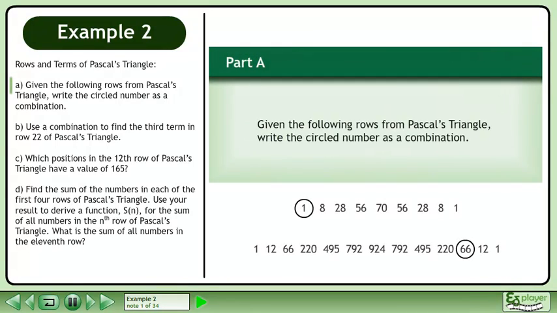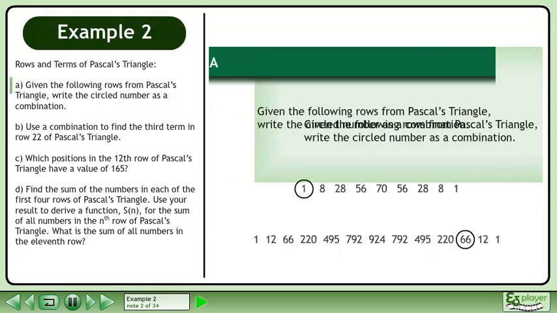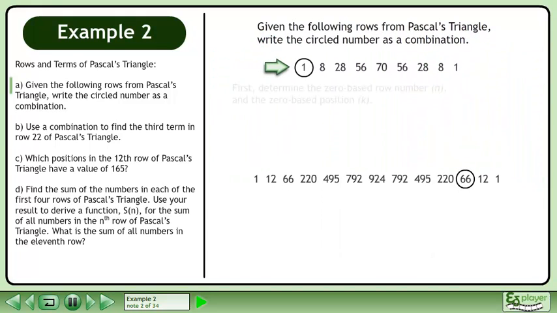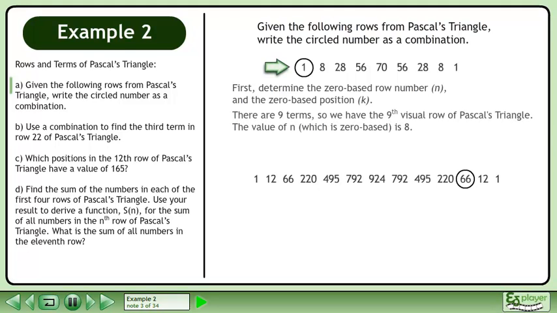Given the following rows from Pascal's triangle, write the circled number as a combination. First, determine the zero-based row number n and the zero-based position k. There are 9 terms, so we have the 9th visual row of Pascal's triangle. The value of n, which is zero-based, is 8.